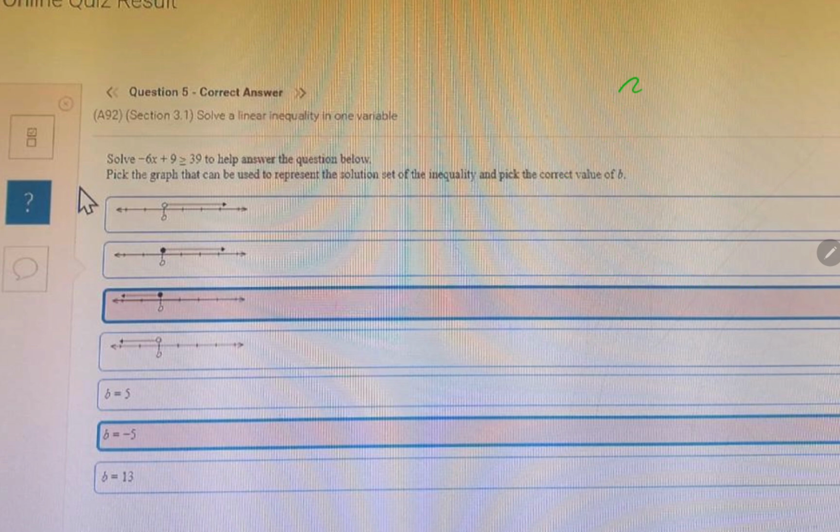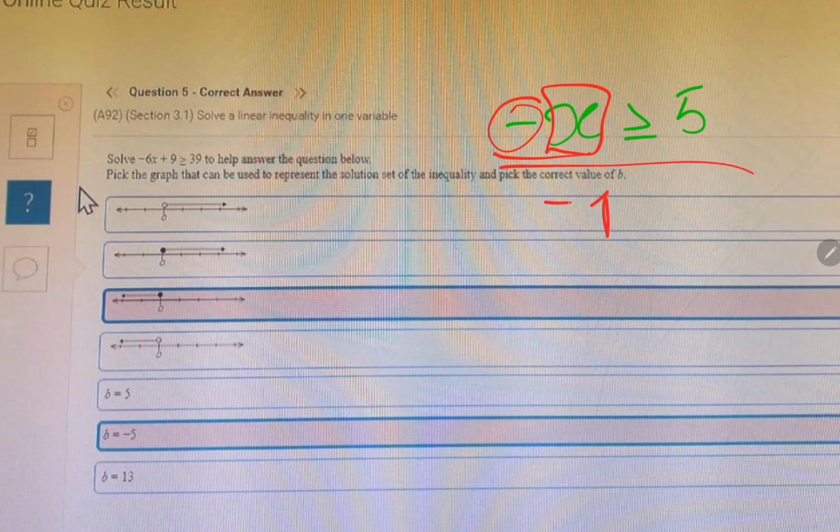Now, we got in the end negative x greater than or equal to 5. Anytime we're dealing with a negative next to the variable, and we're going to be dividing by the negative number, so by -1, we're going to have to flip this. So negative x divided by -1 is x. We're going to flip this, it's going to become less than or equal to, and 5 divided by -1 is -5.